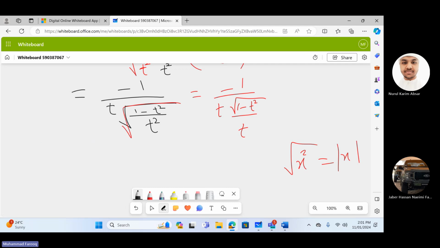Okay, so what happened now? What's the answer? Negative 1 over the square root of 1 minus t squared, that's it. Hope you understand. I explained step by step. That's why I took this question intentionally, because absolute values are involved, and because the information is provided about t, you have to evaluate carefully.